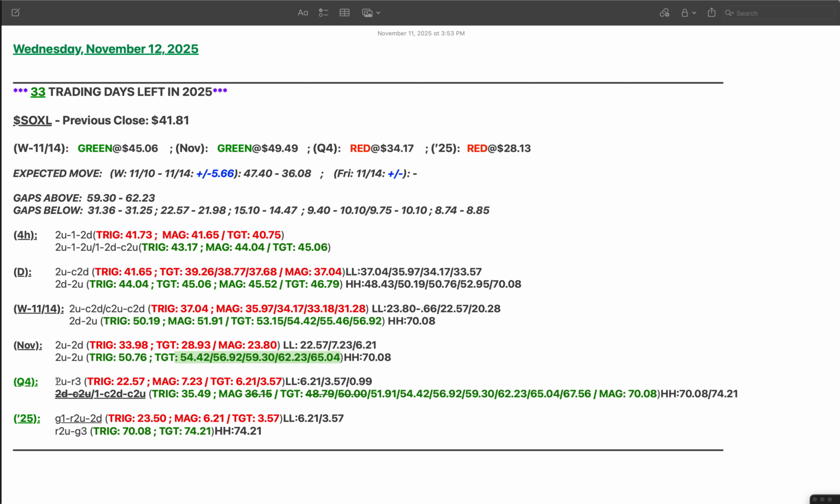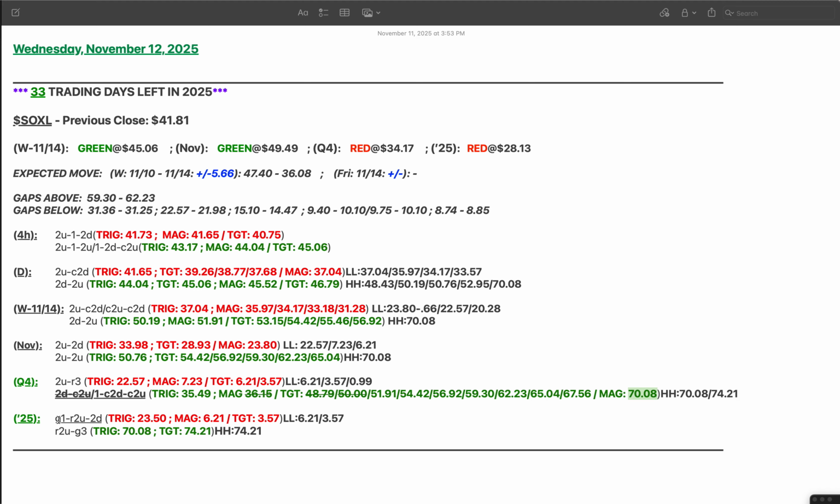And then on the quarter, we have triggered the 2 up, 2 up, which was part of this 2 down combo 2 up, triggered back at 35.49, and the magnitude was 36.15, which then triggered the 1 combo 2 down, combo 2 up. We've reached a couple of the targets on the way to that magnitude of 70.08, but because that magnitude is so large, we've got our other extended targets here on the way up to that magnitude.